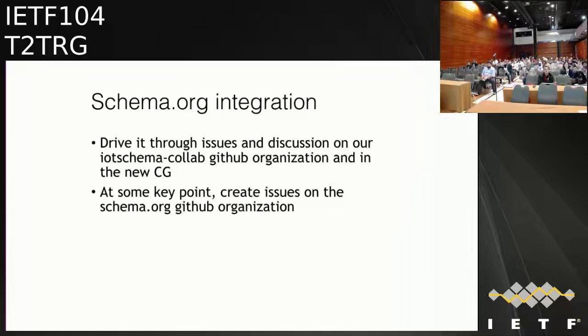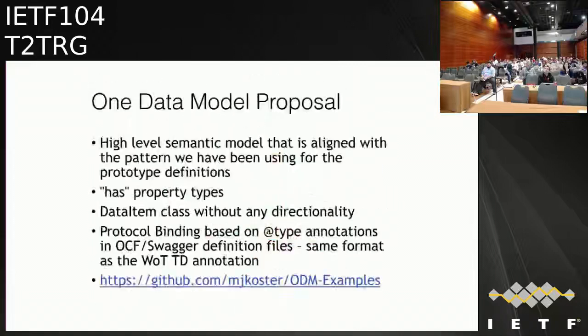All right, so now I think it's a good time to go back, now that I've reminded everyone what the core model looks like, and look at the one data model stuff. Okay, so the one data model is a bunch of SDOs and vendors. So it's Zigbee, OCF, GSMA, OMA with lightweight M2M, and Google and SmartThings and Amazon and Comcast. And basically, it's to create a high-level semantic model that does not require a particular protocol implementation.